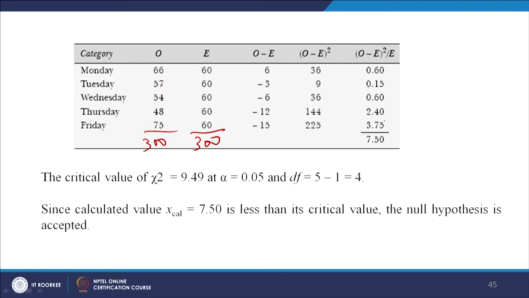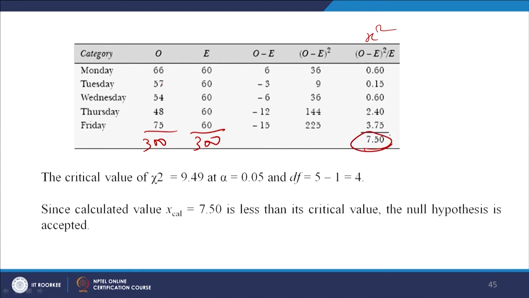So, when you calculate, the O minus E is 6, minus 3, minus 6, minus 12, minus 15. So, this O minus E square we have calculated and divided by the expected, this is the chi square value. So, we have got a 7.5 chi square value.